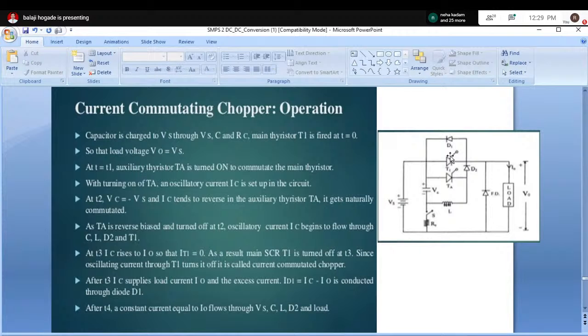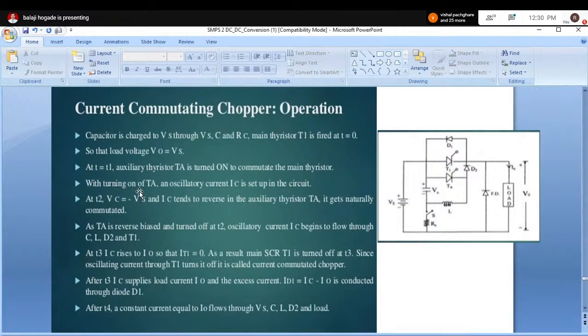How to open this? Because the input is DC, natural commutation is not possible, because the current will not go to zero unless it is forced to. So we have to turn it off forcefully. What do we have to do for switching off T1 forcefully? We need to turn on this auxiliary SCR TA. At t equal to T1, the auxiliary SCR TA is turned on to commutate the main thyristor, to disconnect the source from the load, or to get zero voltage at the load.